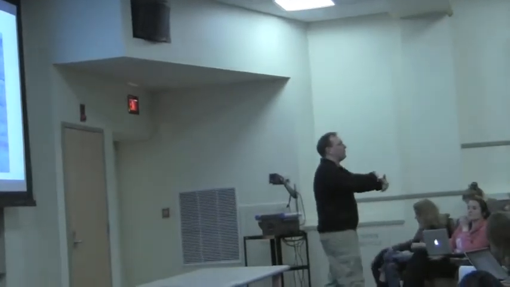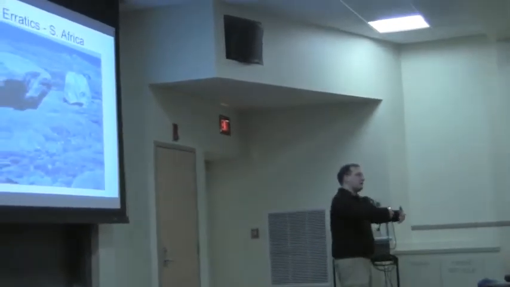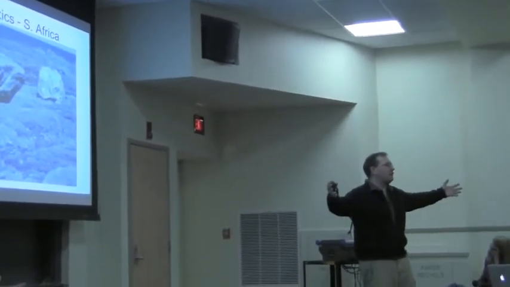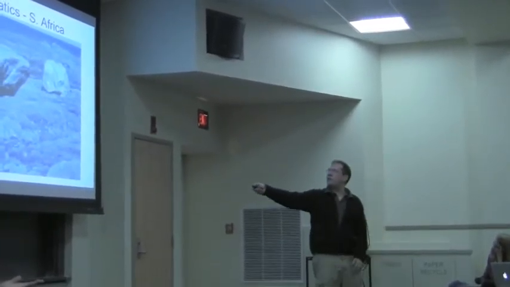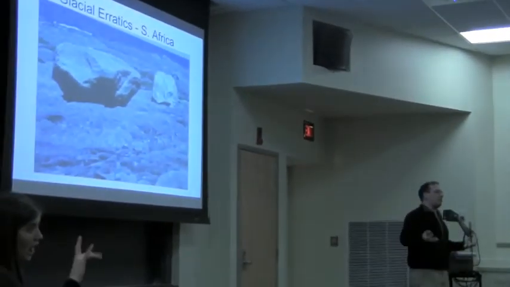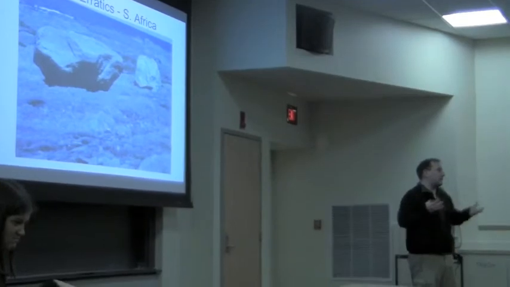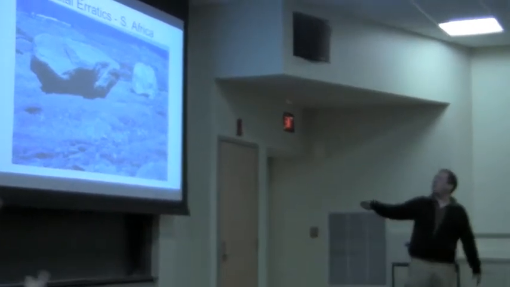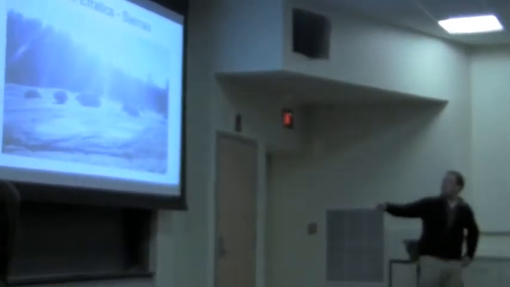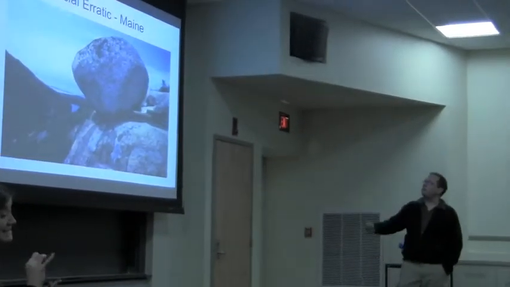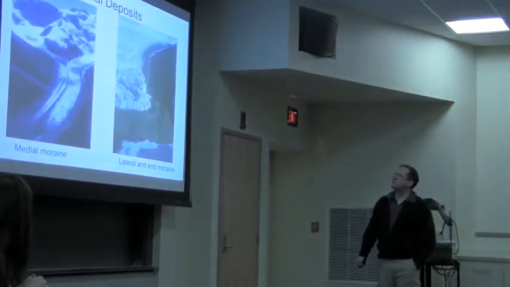And the idea is this is something that was carried by the glacier, probably in the ductile zone, moved along, and then when the glacier left, it dropped, and now you're left with this weird foreign material, typically very large, just sitting in a place where it's out of place. These are glacial erratics from South Africa, and in the Sierras, big boulders sitting randomly strewn about. This is a glacial erratic in Maine.